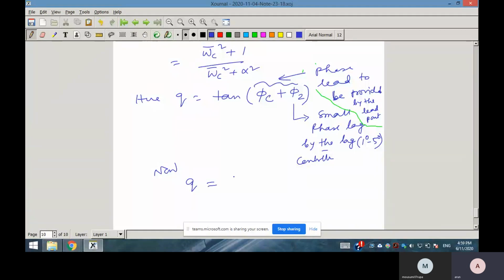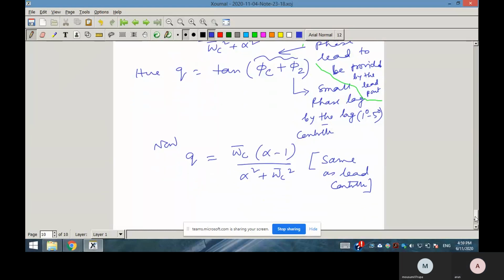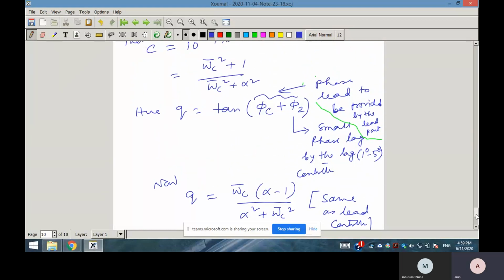So this was in case of Q. What was the expression of Q? Omega c bar into alpha minus 1 divided by alpha square plus omega c bar square. So this will be the same as the lead controller, because ultimately this Q has to be provided by the lead controller. Okay, so that's why this Q expression will remain the same.